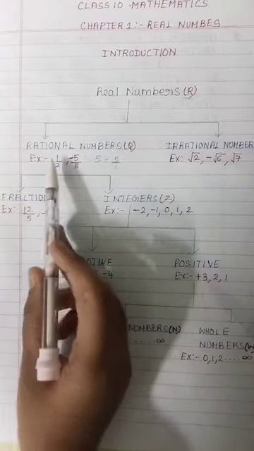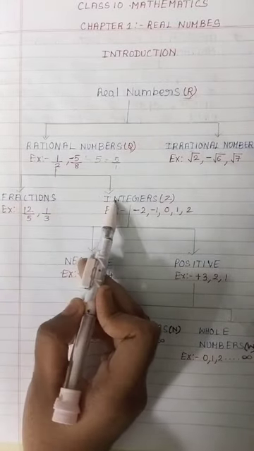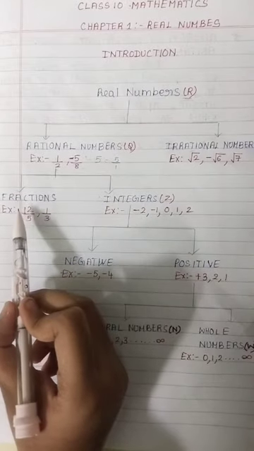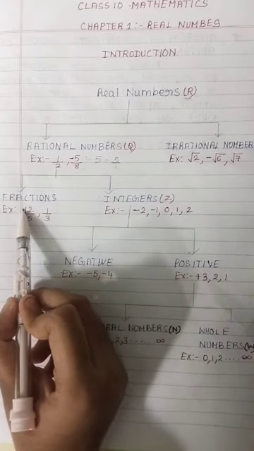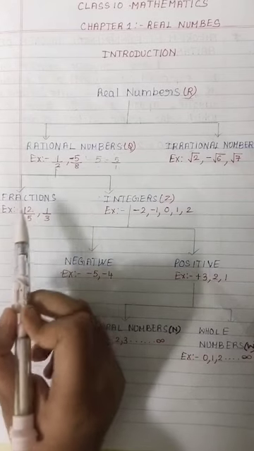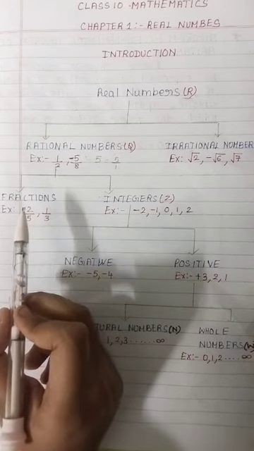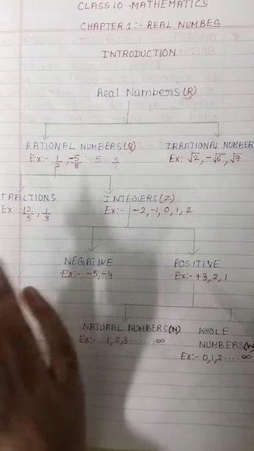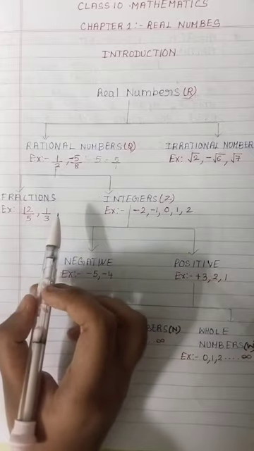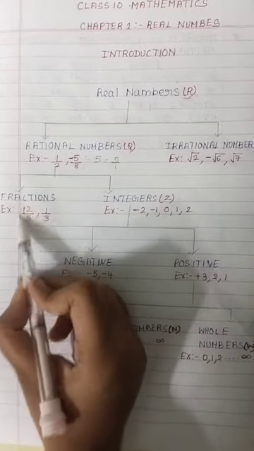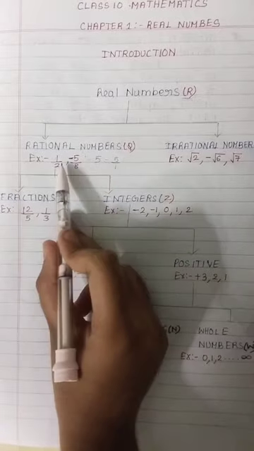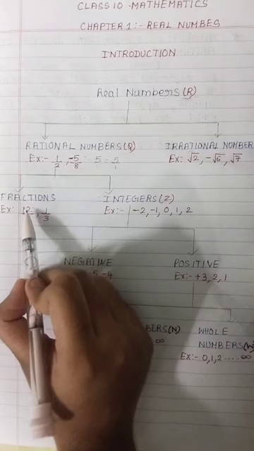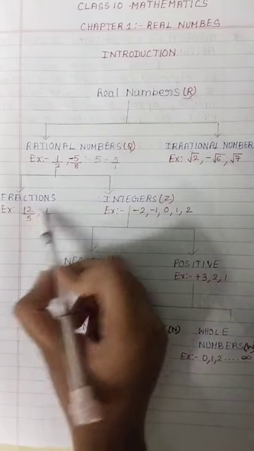Clear? Now this rational number is divided into two: fractions and integers. Fractions also have both numerator and denominator, but the thing to note is that a fraction carries only positive numbers, so it doesn't have negative numbers. If a fraction has a negative number, it comes under the category of rational numbers. So a fraction must have only positive values.